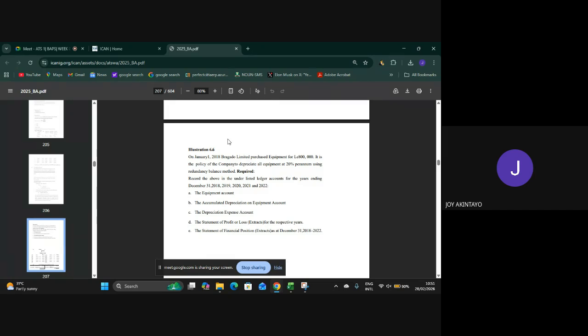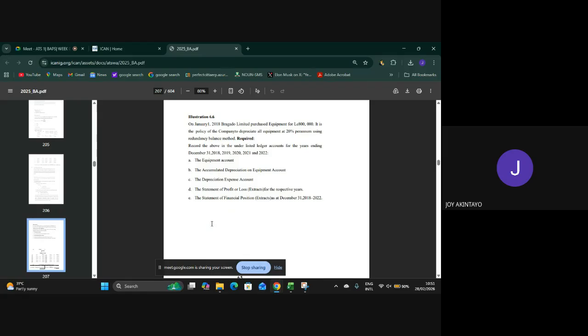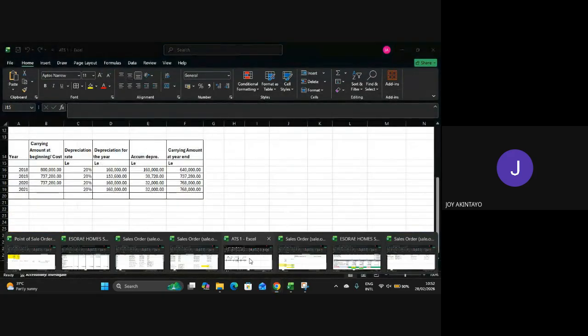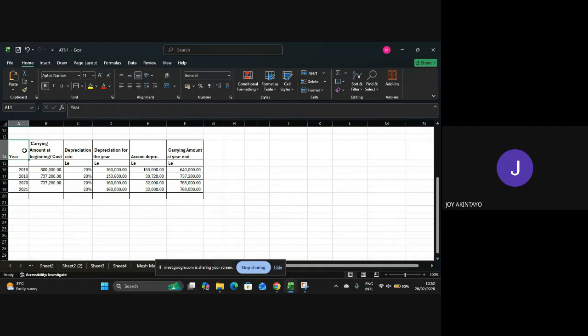So number one, they said we should open a ledger account for equipment for the period from 2018 till 2022. Then the accumulated depreciation account, then the depreciation expense account, then the statement of profit or loss for those years, then the statement of financial position for those years. It is very, very simple and easy. So the first thing we need to look at, we prepare this kind of table.